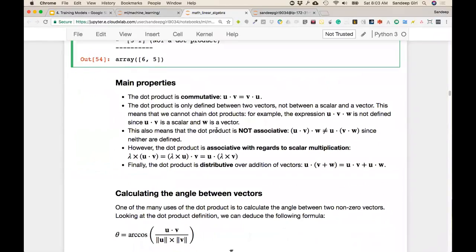Okay. So let's understand the meaning of dot product a bit more. Dot product is commutative, as in whether you say u dot v or v dot u, it's going to be the same, right? The resulting value is going to be the same. The dot product is only defined between two vectors, not between a scalar and a vector.